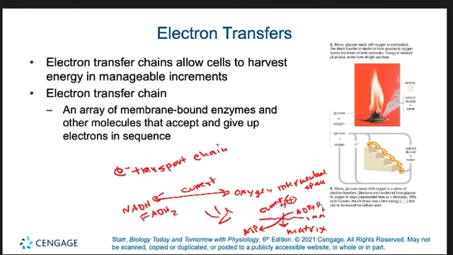We want to do that in a stepwise fashion in living systems, right? So that we don't generate so much heat that we burn up the organism, right? You see an example here, right? This is a one-step oxidation of glucose. You see the fire, right? That's not going to work with life, right?